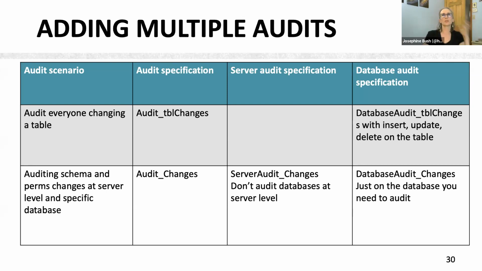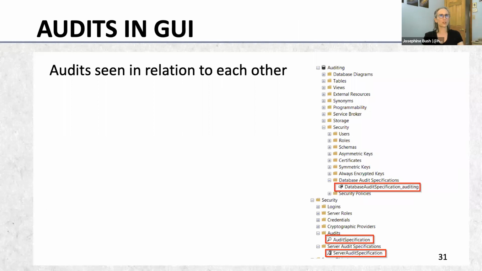Like sometimes a developer says, oh, I don't know who's writing to this table. We're trying to figure that out. I'll just create a one-off. And I don't want that going into my reporting for the auditors. This just shows you in relation.